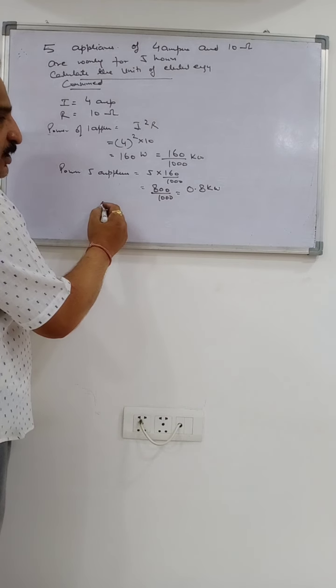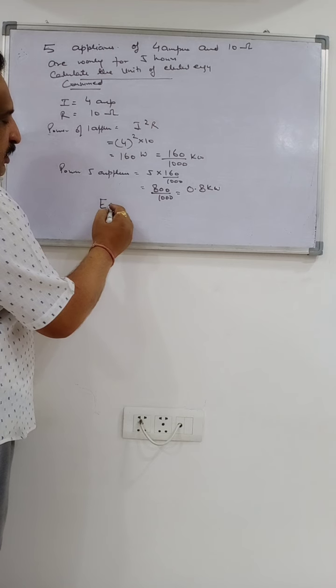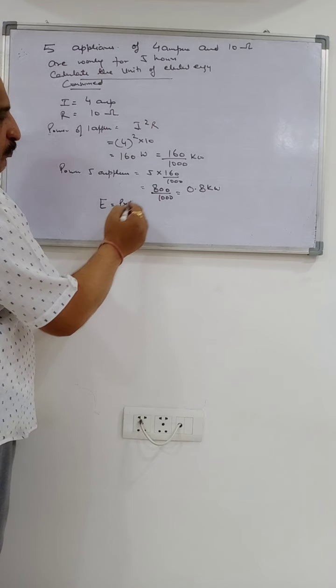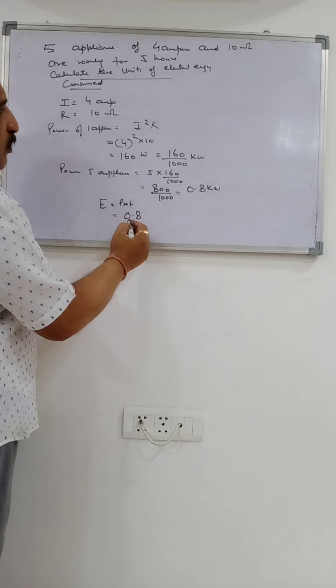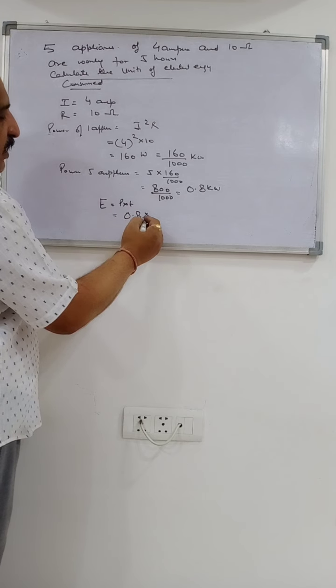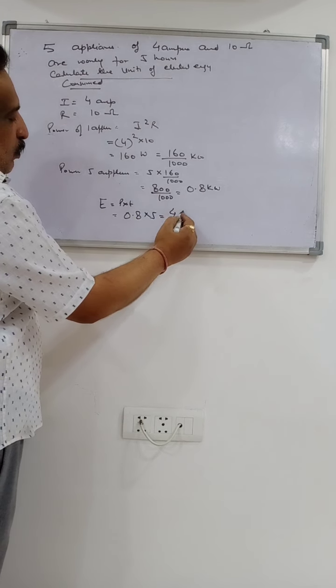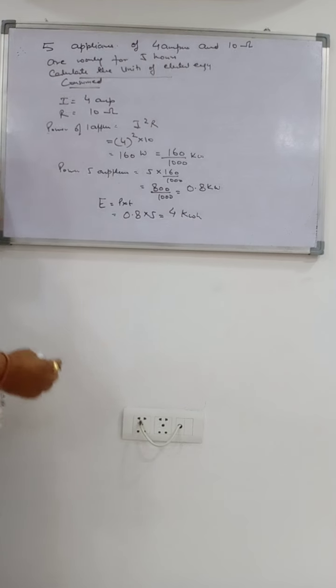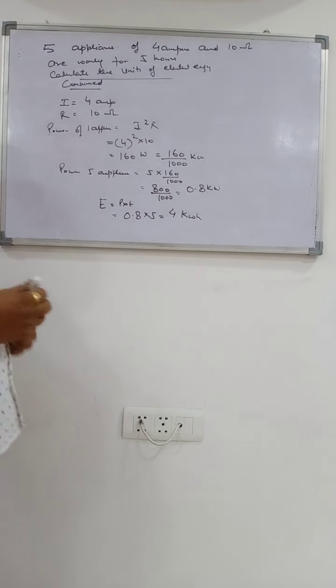Then what will be energy equal to? Energy will be equal to power into time. 0.8 kilowatt of all appliances multiplied by 5. That is equal to 4 kilowatt hour. Mind you, the energy has to be in kilowatt hours. That you should remember. Now moving on to the next numerical.